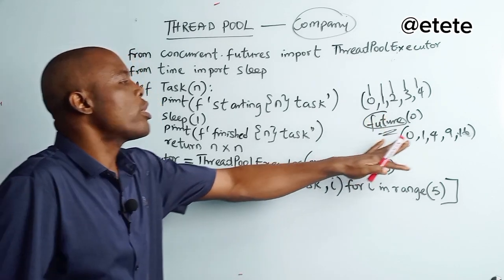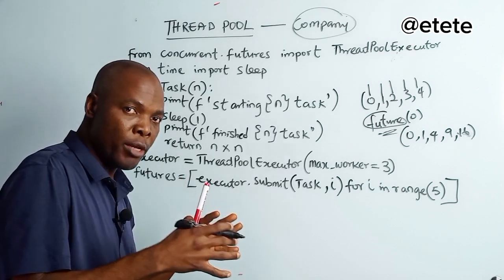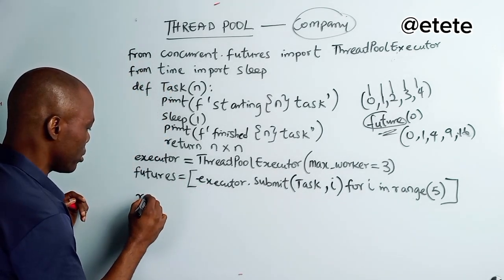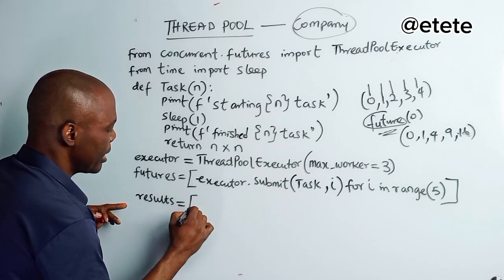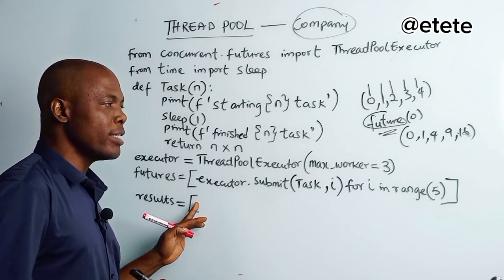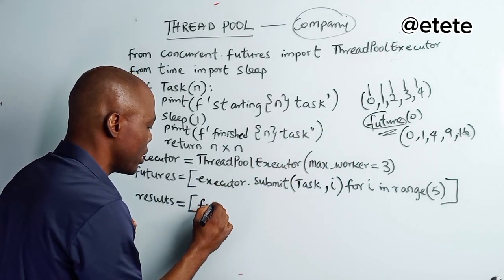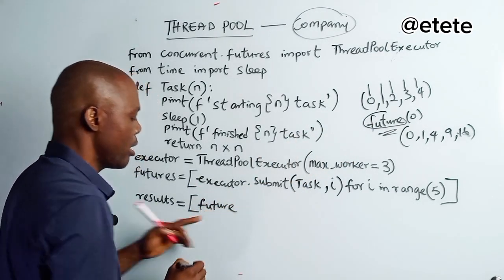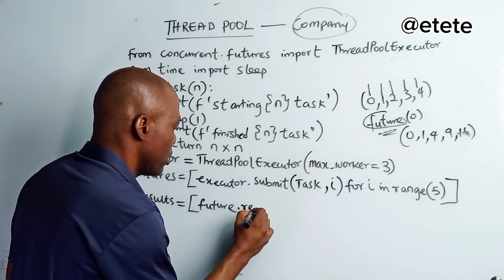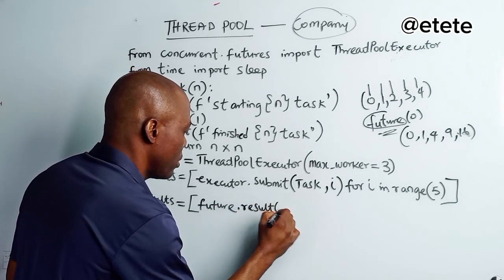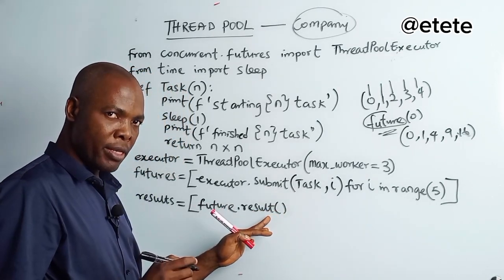Now, once this is done, you need to create a result variable. So here I will say result, and then what I want to do here is use this future, the placeholder object that was created, to call a result method.